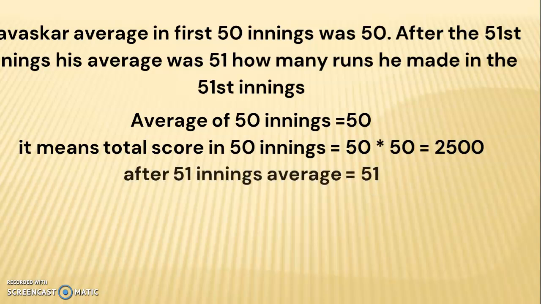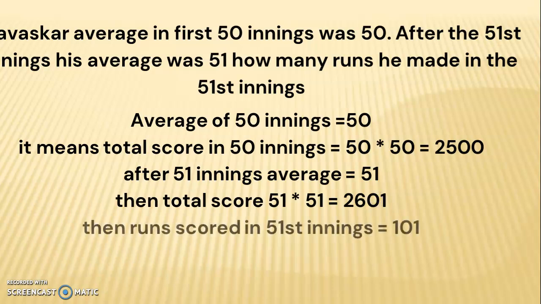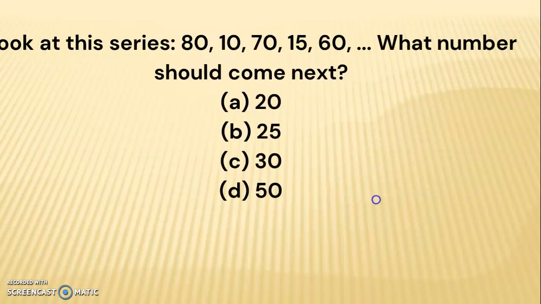So after 51 innings, average becomes 51. That means what should be the score now? 51 into 51, 2601. So what is the difference now? 2601 minus 2500, it is 101. So the runs scored in 51st innings is 101.